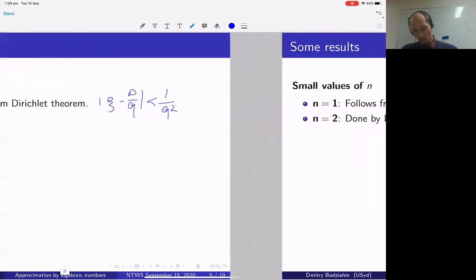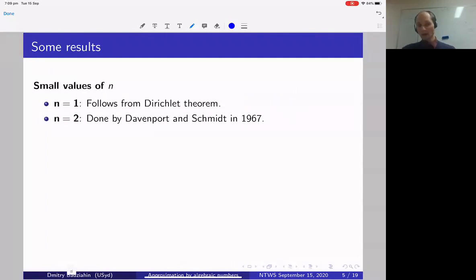So nothing difficult. But when n becomes bigger, the problem becomes much harder. For n equals 2, this conjecture is also verified by Davenport and Schmidt in 1967. However, for high values of n, nothing is known. So the case n bigger than 2 is still open.